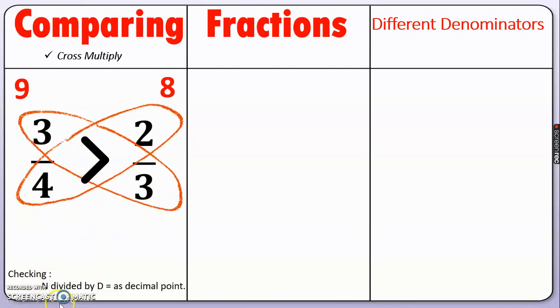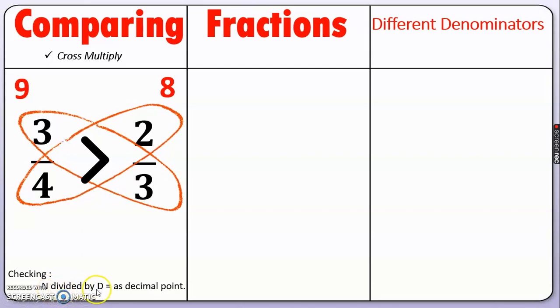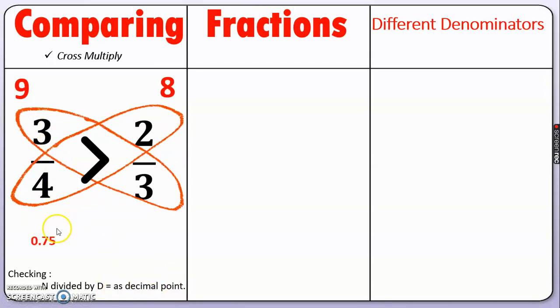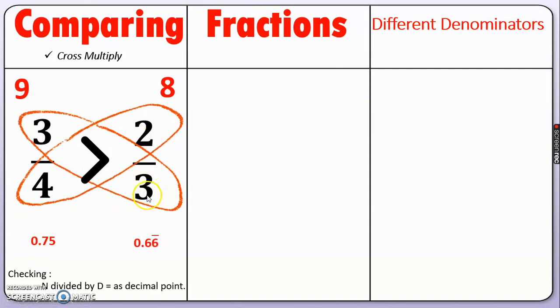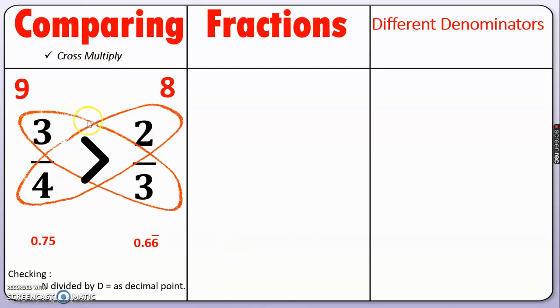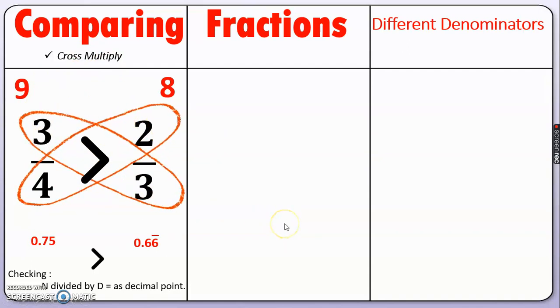Okay, checking. N stands for numerator, divided by the denominator as the decimal point, just like what we did. So 3 divided by 4 is equal to 0.7. Then 2 divided by 3 is 0.6, 6 and so on. So therefore, 3 over 4 is greater than 2 over 3. Do you understand? This is what you call cross multiply or cross multiplying.